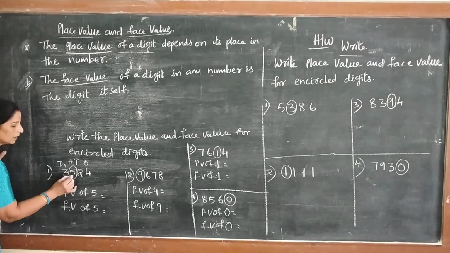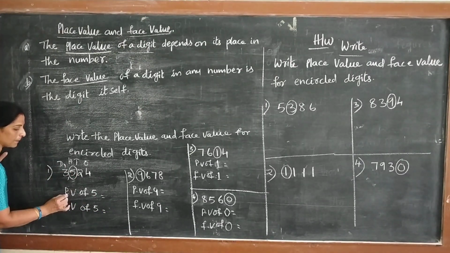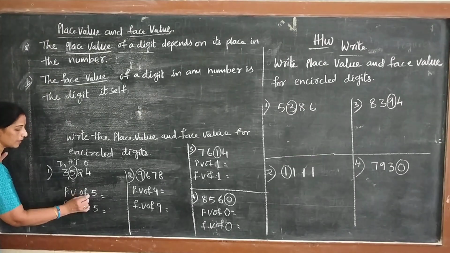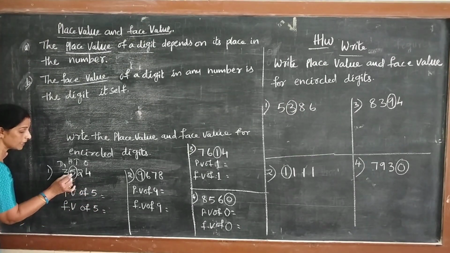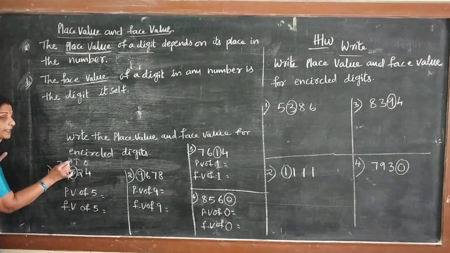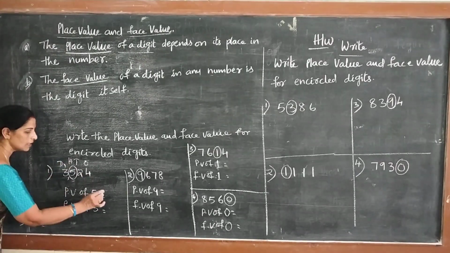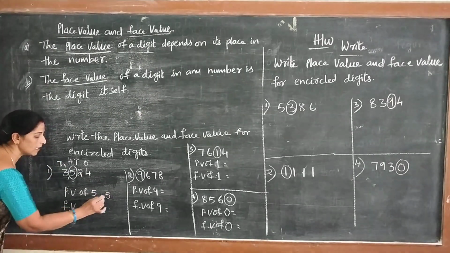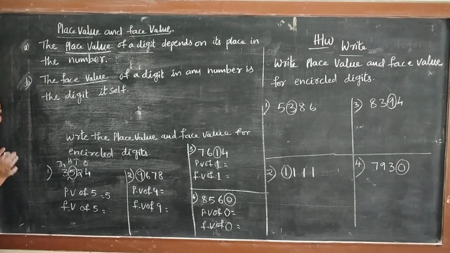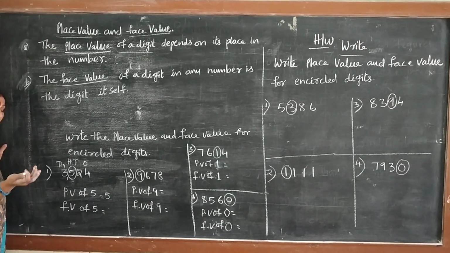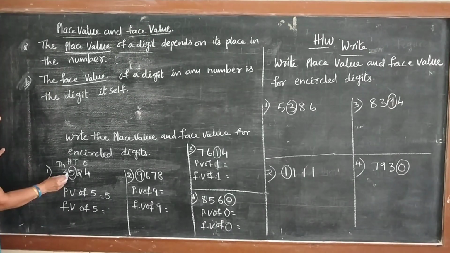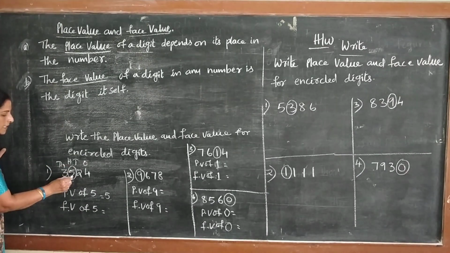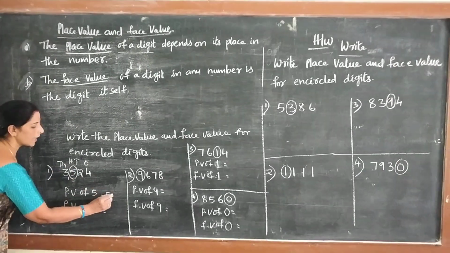Okay. Now, come to the place value, children. Place value of 5. Where is it located, children? It is located under the hundreds place. So we can say 500, or 5 into 100, 500. In any way we can write. See here, 5 is in the hundreds place. We can say 500.